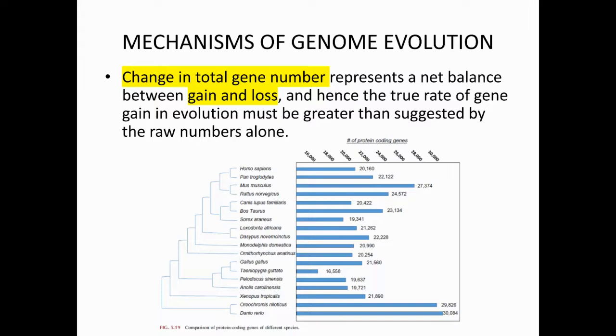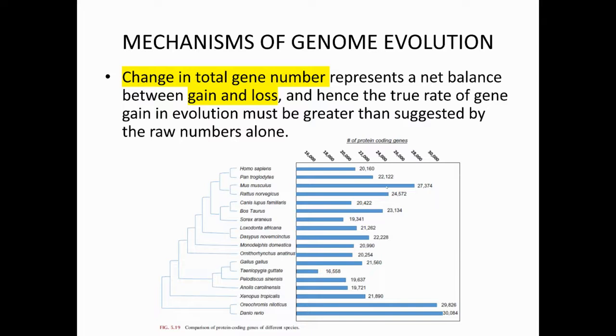So what is the basis for the numerical difference among the taxa? I mean, for example, different taxa have different numbers of genes. The differences reflect additions of genes and losses of genes, all right? So you can add more genes or lose more genes, and that's how you see these differences among the taxa. Change in total gene number represents the net balance between the gain and the loss.